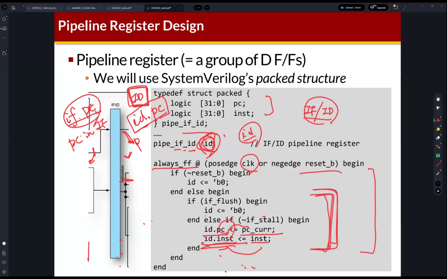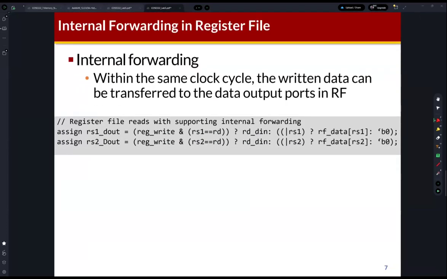Okay, so the ID stage will also generate many control signals, and we can also represent the control signals like this, like the EX.ALUOP or EX.ALU source select, something like that. So we can just indicate the timing of signals, okay? So this is the design.